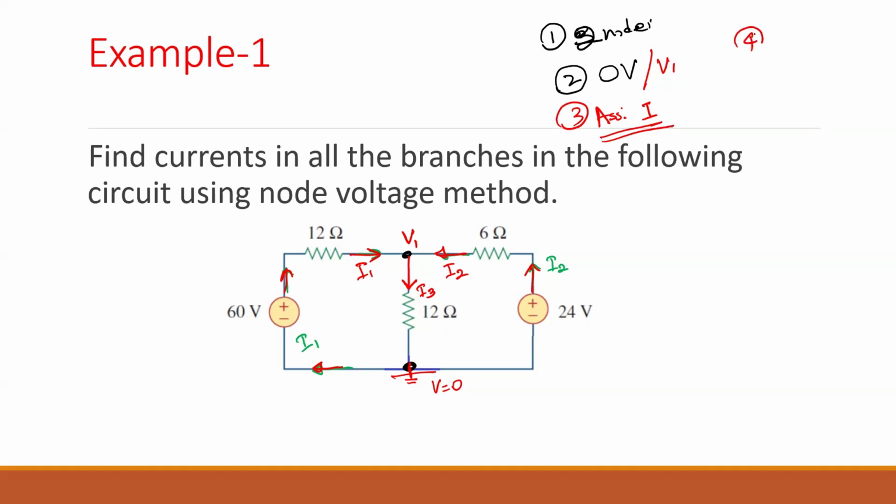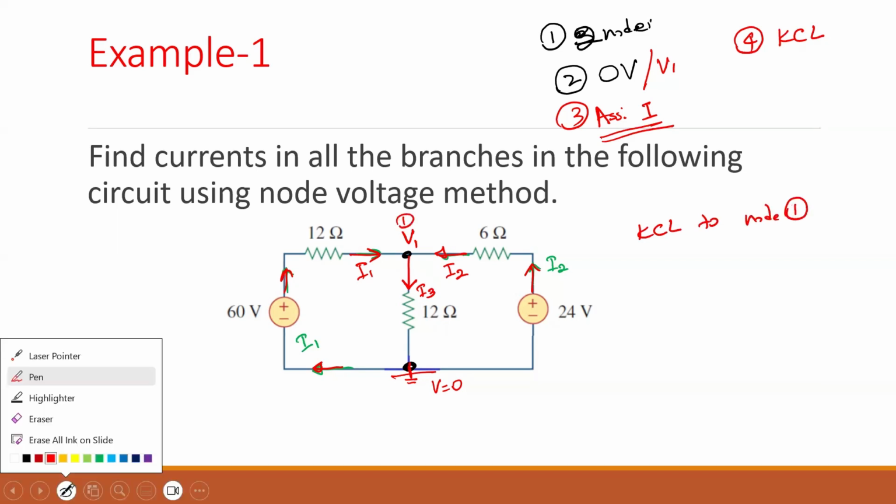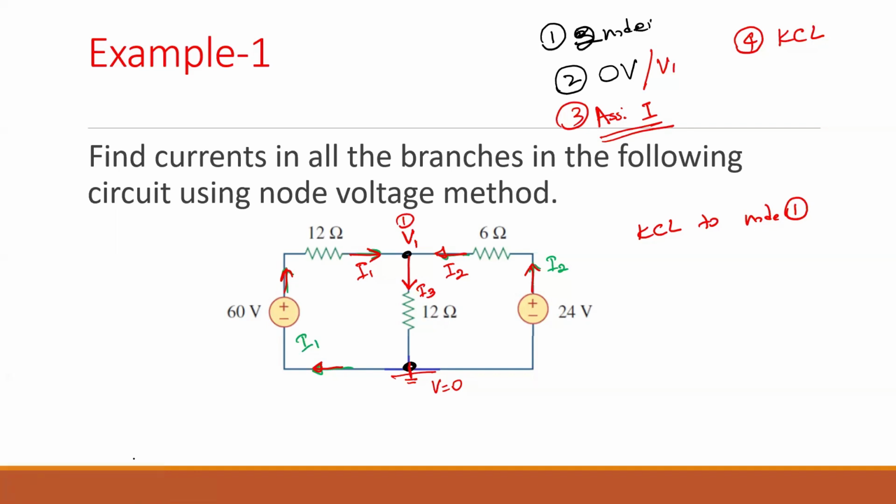Now the fourth step is applying KCL to all the nodes except the reference node. So we only have one node except the reference node. So I'm applying KCL to node 1. KCL says whatever the current coming in is equal to the current going out. So current coming in is I1 plus I2, and the current going out is I3. Agree? Any questions so far? No, that's all good.